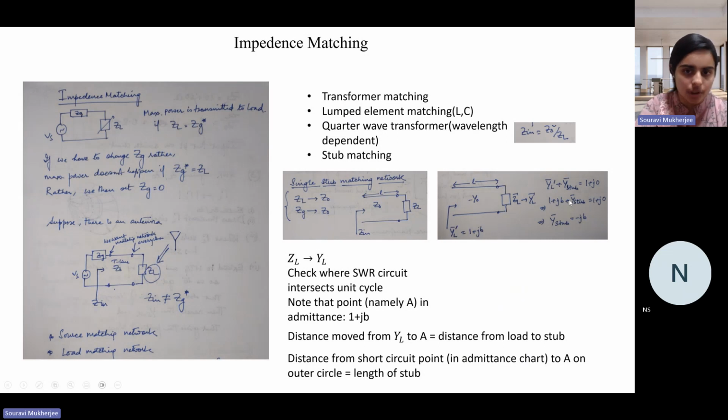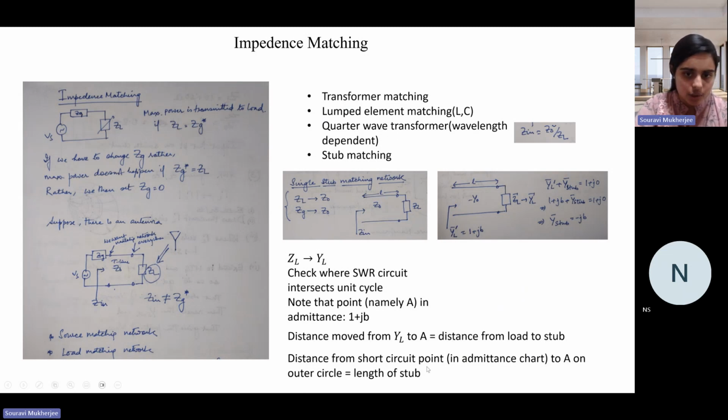What is the admittance of your stub, or in a way, the impedance of your stub? That should be equal to 1 plus j0 so that it matches, because this is what you get at this end and it has to match with that. So this tells you that the admittance of the stub should be equal to minus jB, so that this thing cancels. Now the distance you move from YL, the first load admittance point, to that intersection point gives you the distance from load to the stub.